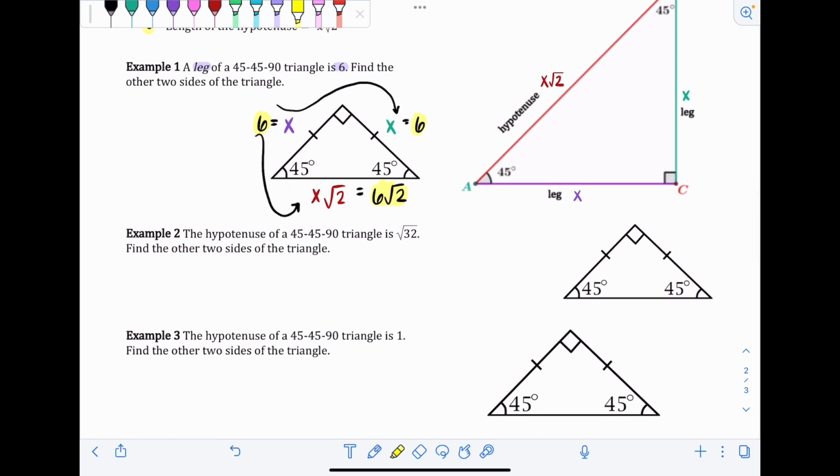Example 2: the hypotenuse of a 45, 45, 90 triangle is the square root of 32. Find the other two sides of the triangle. So in this case, I'm going to fill in the formulas really quick. So x, and then x root 2. They give us the hypotenuse is the square root of 32, so I'm going to take that square root of 32 and set that equal to x root 2.